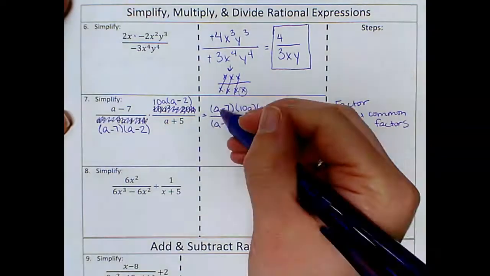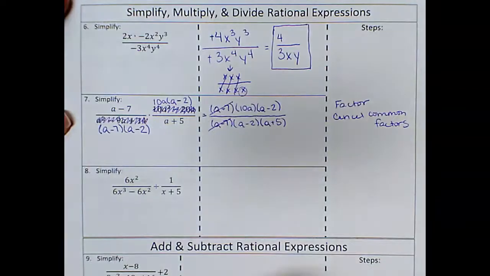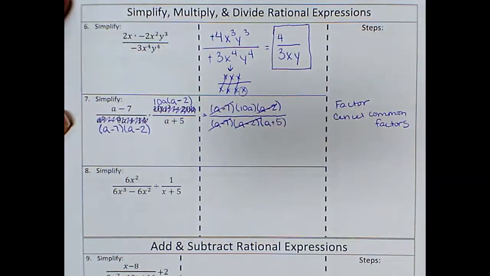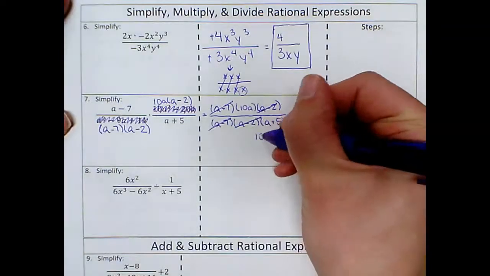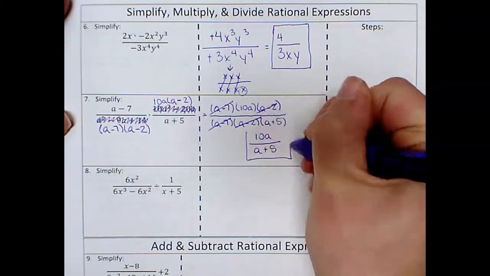So I notice that the a minus 7s are the same on top and bottom. Those can be canceled. A minus 2s are the same on top and bottom. Those can be canceled. But that's all that can be canceled. So what I'm left with is 10a on top and a plus 5 on the bottom.